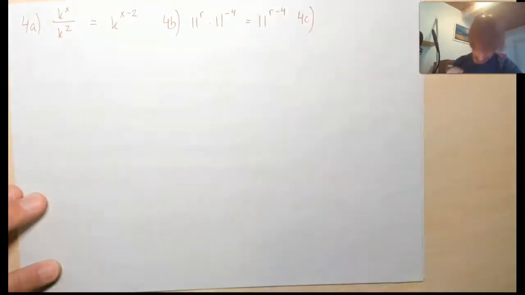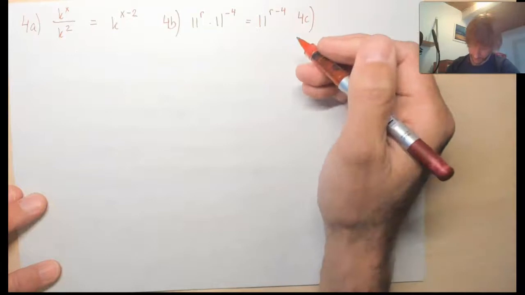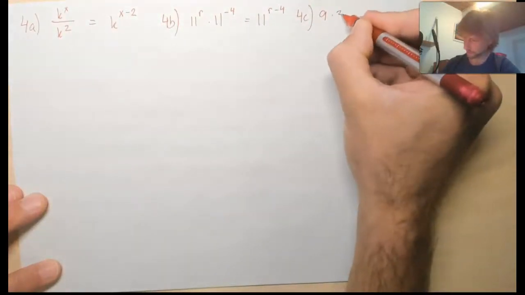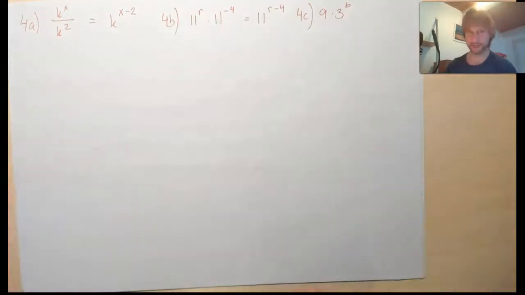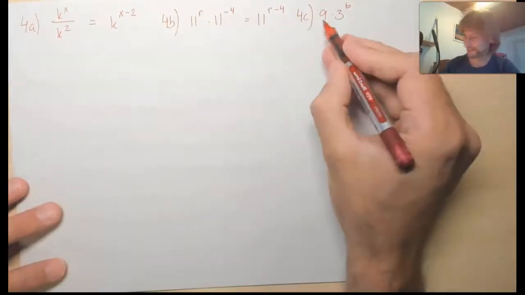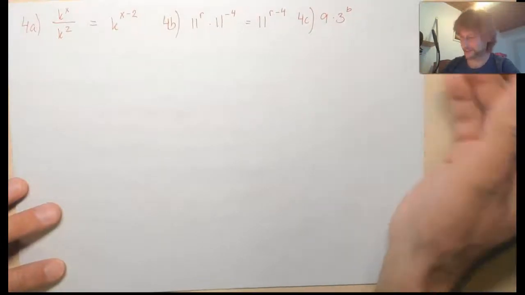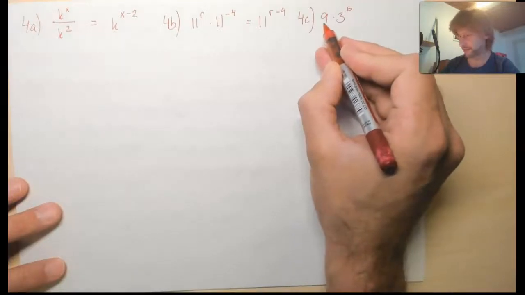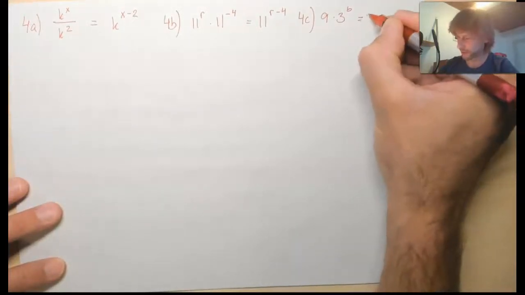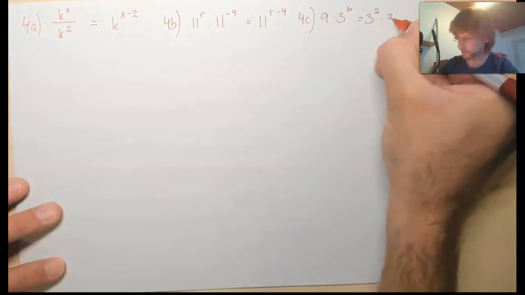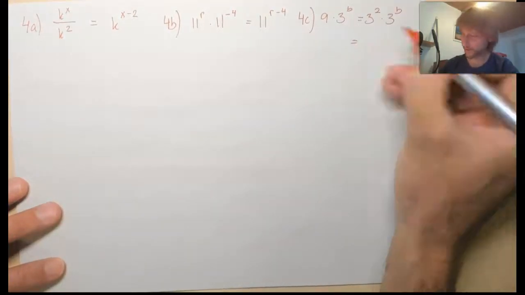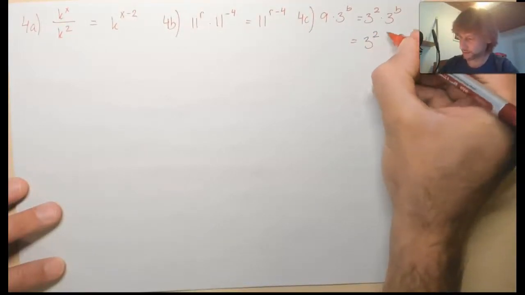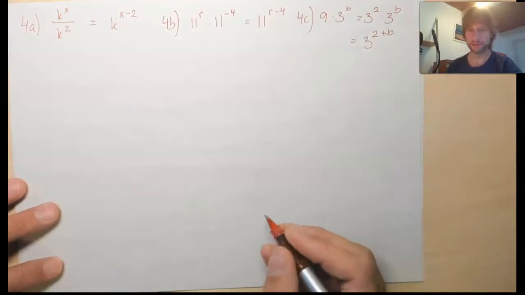For c, in this case, we have 9 multiplied with 3 to the power of b, and, well, it's tempting to just say this is as nice as it gets, but we could realize that 9 is 3 to the power of 2. So we have 3 to the power of 2 multiplied with 3 to the power of b, and then we have two powers with the same base, so we can add the exponents. That's 3 to the power of 2 plus b.